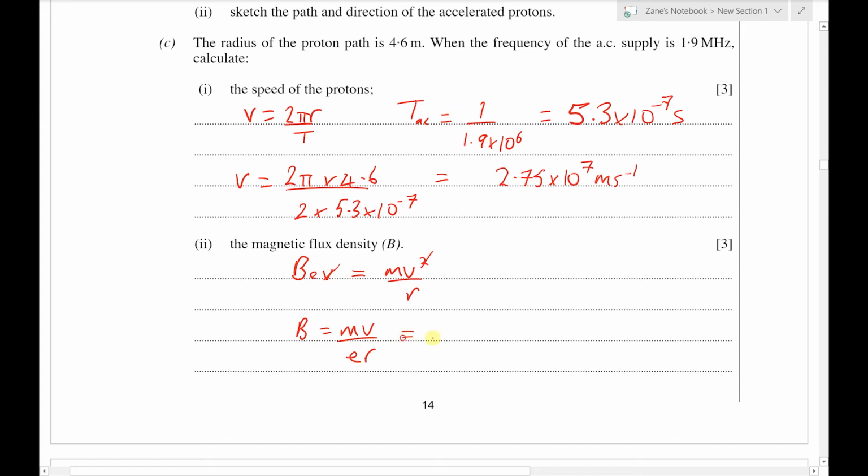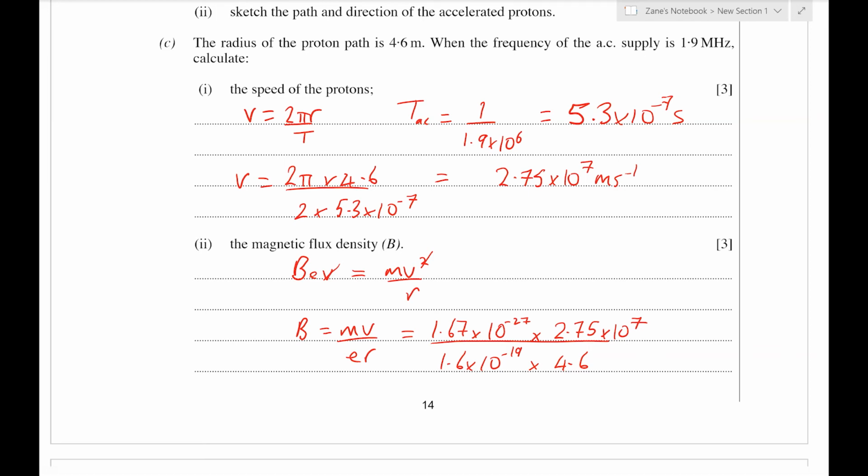over e times r. The mass of the proton is not in the data books anymore, but it used to be, and it's 1.67 times 10 to the minus 27 kilograms, just slightly more than 1 u, which is one way of remembering that. Nowadays they tell you in the question what the mass was. The speed we've just worked out is 2.75 times 10 to the 7 meters per second. The charge of the proton is 1.6 times 10 to the minus 19 coulombs, and the radius is 4.6 meters. Putting those into the calculator, we end up with B being 0.062 Teslas.